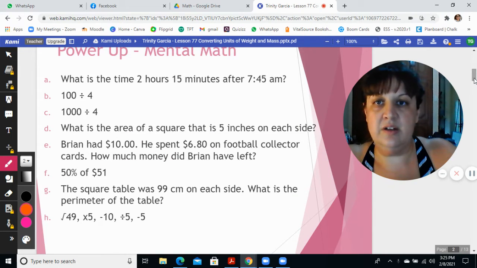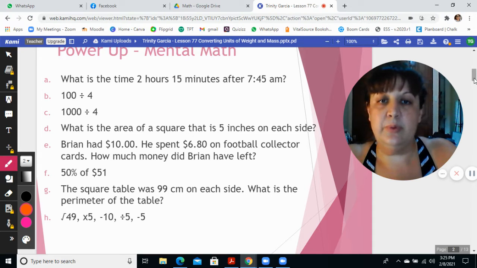Okay, so here is your power up mental math. Let's work this out. A through H down the side of your paper. Take your time and go through those. A says, what is the time 2 hours and 15 minutes after 7:45 a.m.? You need to take 7:45 a.m. and add 2 hours and 15 minutes to it, and that will give you your answer.